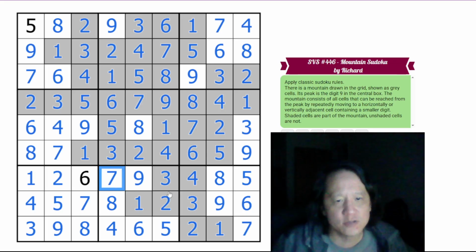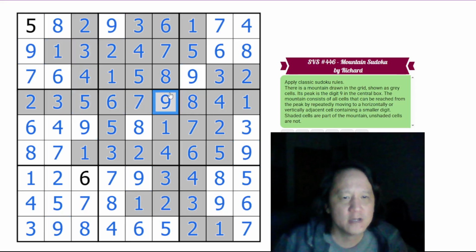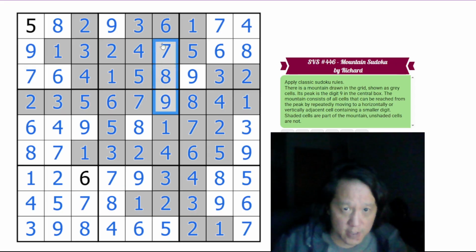And that's a solution. Let's just double check. 9 to every part of the mountain. So 9, 7, 6, 5, 4, 3, 1. 9, 8, 7, 6, 5, 4, 3, 2. 9, 7, 6, 5, 4, 3, 2. Obviously, these are all satisfied. To the 1, 9, 8, 5, 1. 9, 8, 5, 4, 2. 9, 8, 5, 4, 3. 9, 8, 7. 9, 8, 6.